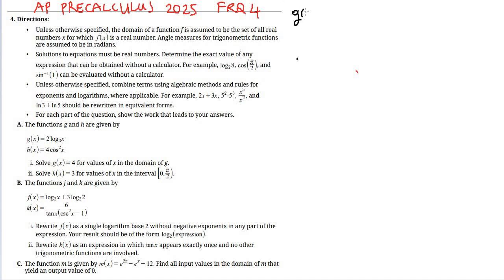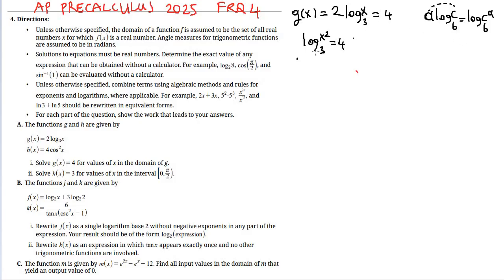So g of x is equal to 2 log base 3 of x, and then set it equal to 4. Here we're going to utilize the properties of logarithms. If you have a logarithm base b of argument c, then you can bring the coefficient as a power of the argument. So it's log base b of c to the a. So we're going to utilize this rule. So log base 3 of x squared is equal to 4.